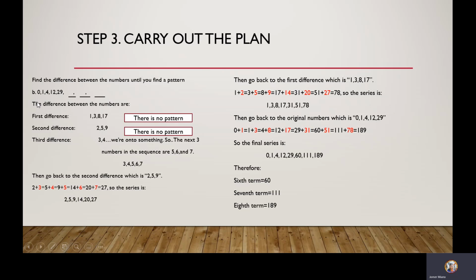So pumunta tayo sa pangatlong difference. So yung nakuha natin is 3 and 4. Ayun, meron na tayong konting pattern. So 3, 4. So the next numbers in the sequence are 5, 6, and 7. So yung series na nabuo natin ay 3, 4, 5, 6, and 7.